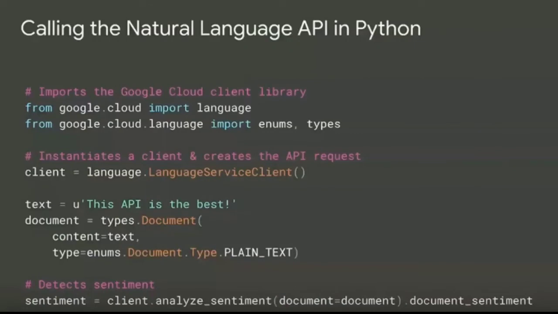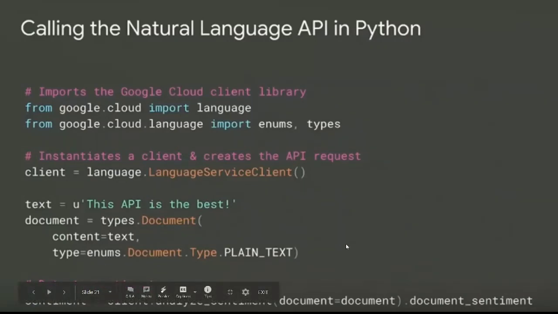You don't need to bother about what is going on behind the scenes. It is simple: it just sends our text and sends back the result. In the same way, in Python we import a library and use the language service client. Here we are using this API with the type document, and we ensure the document type is plain text. Okay, guys, I think you understand this.